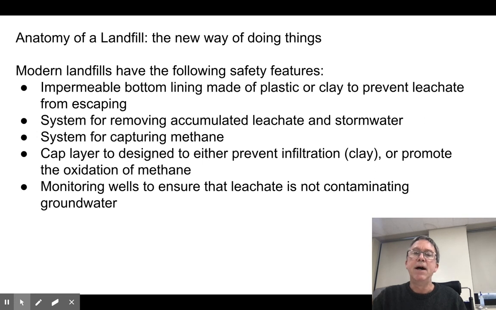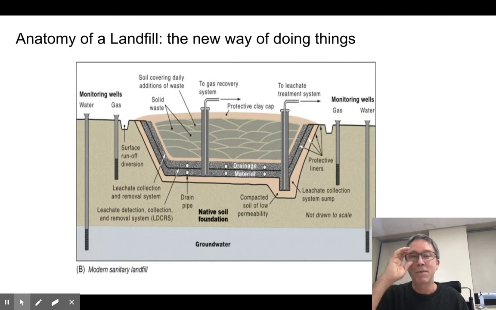And then the other thing is, we're not just going to trust that it works. We're going to put wells around it that monitor, so we can monitor the groundwater and see if we're starting to get leachate leaking into it. Because if we are, we know we got to do something to fix it. And that's a totally, totally different situation here. So let's just take a look at these modern landfills.